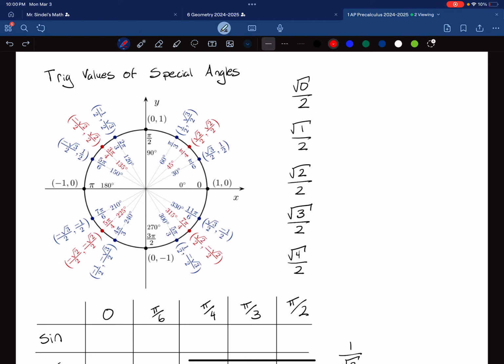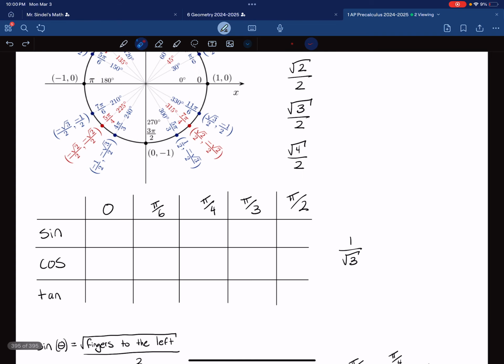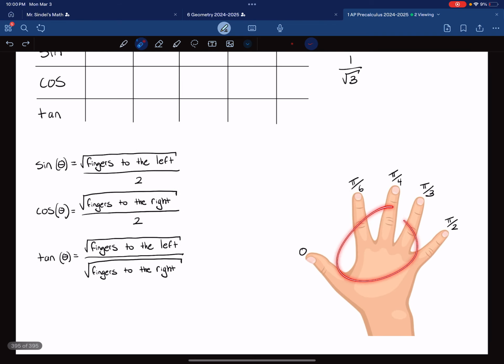To find trig values of special angles, that is sine, cosine, and tangent of special angles, it helps to see a bunch of different ways on how to memorize it. Sometimes we can use a unit circle, sometimes we can use a chart, and sometimes we can use our hand.